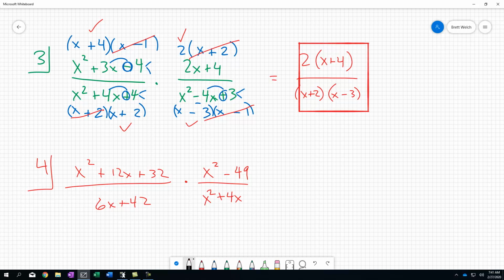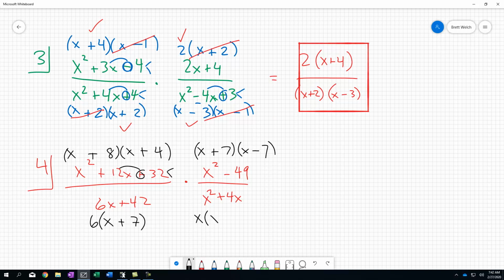Again, we're just going to go through and factor x and x. Factors of 32 that add up to 12 are 8 and 4. Everything's pluses, so plus and plus. Down here, it's just what they have in common, which is a 6, leaving me with x plus 7. Over here, this is the difference of squares, x and x. The 49 becomes 7 and 7 with a plus and a minus. And the bottom down here, they have an x in common, leaving me with x plus 4.